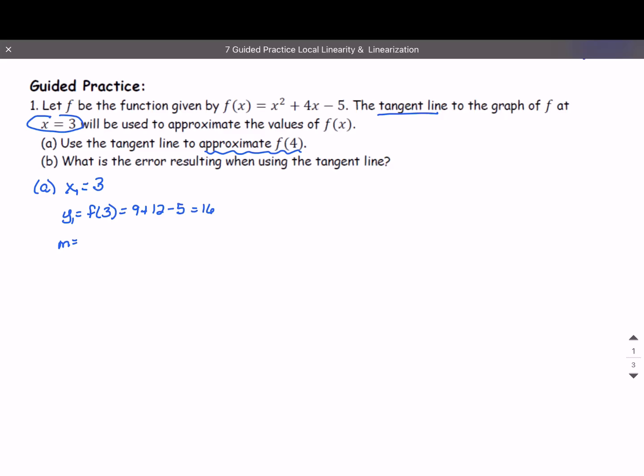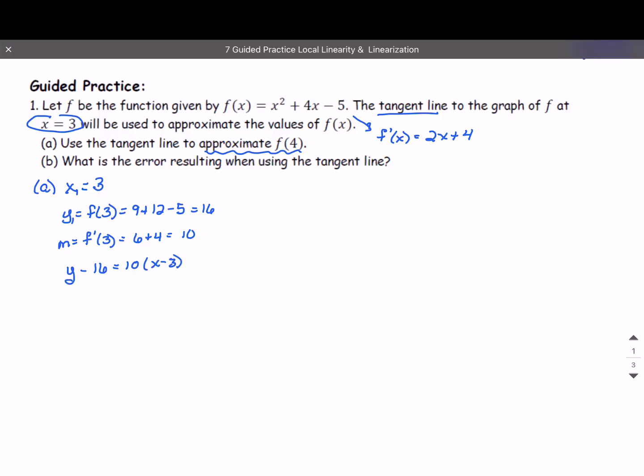Now our slope is the same as the derivative evaluated at 3. So we need to go back over here and find f prime of x. Well, the derivative of x squared is 2x, plus the derivative of 4x is 4, and the derivative of minus 5 is 0. So that means f prime of 3 would be 2 times 3 is 6, plus 4, or our slope is 10. So our tangent line would be y minus the y value, 16, equals our slope times the quantity x minus 3.